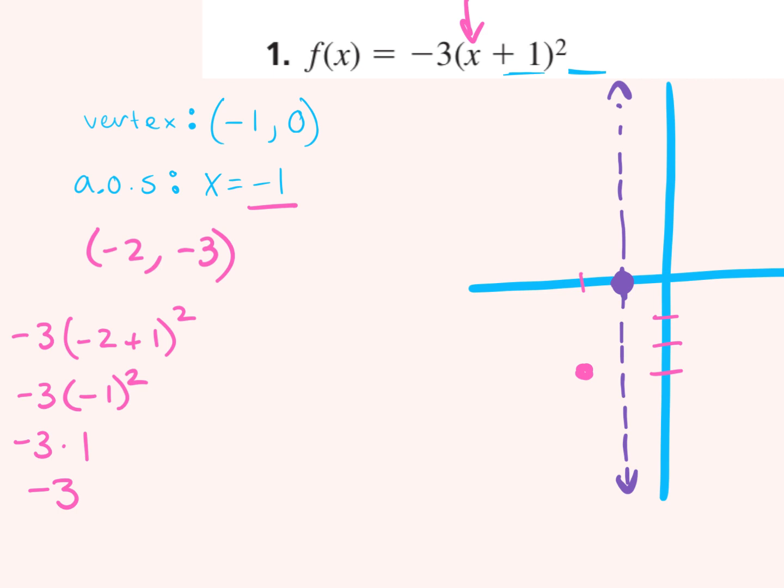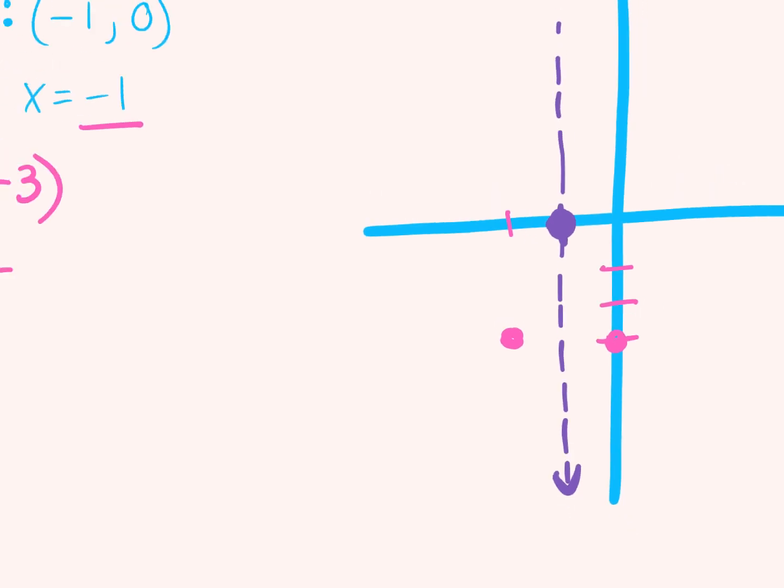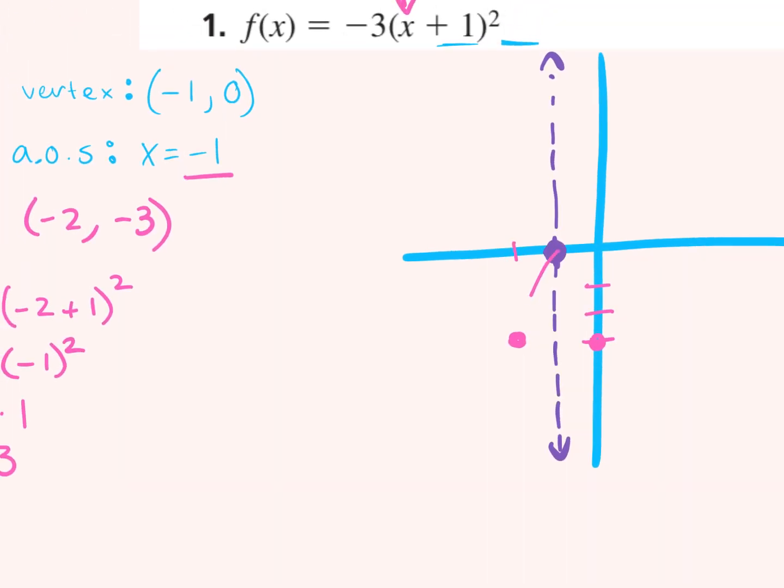How can I tell where I'm going to have another point on my graph? Mirror it. So I have a point that's one space away on the left side. I'm going to have that same point that's one space away on the right side. Once you have your 3 points, you can draw your parabola.